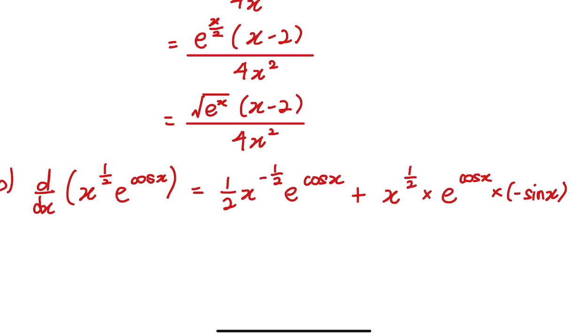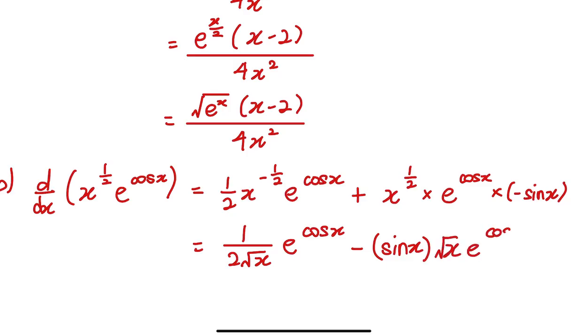Then from here I simplify it step by step. I will get over here this x whole negative half can be rewritten to 1 over 2 root x e power cosine x, then plus I have minus sine x. I can bring the minus in front, so this will be minus sine x times square root x e power cosine x.